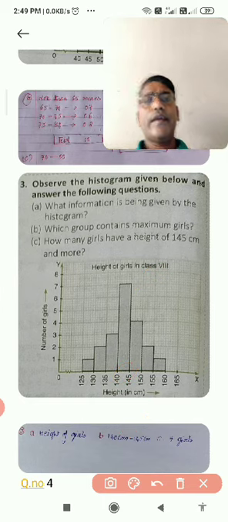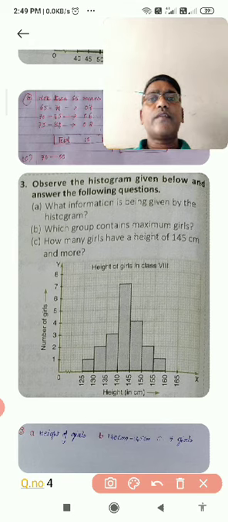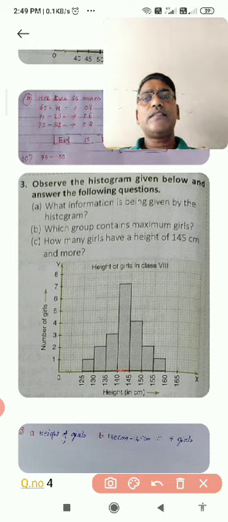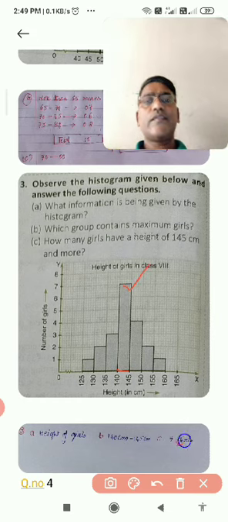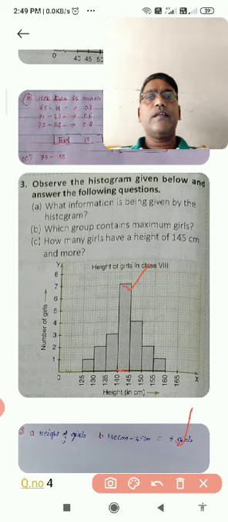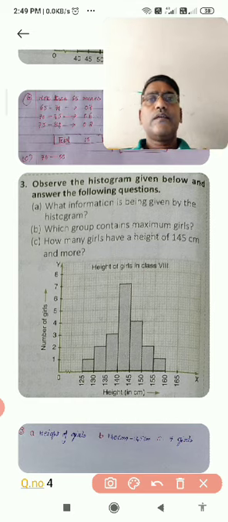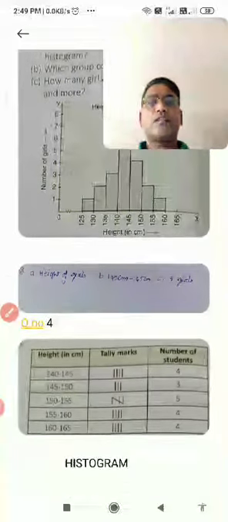Clear to you? And third question, how many girls have height of 145 centimeter and more? So 140 and more, this is 7. So 7 girls are there. Clear to you? For 140 to 145 centimeter or more, there are only 7 girls. So like this we can give the answers for the respective questions by observing the graph. Okay, then we will go to the next part here.